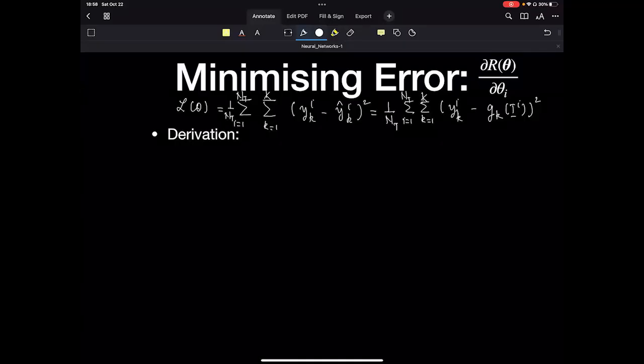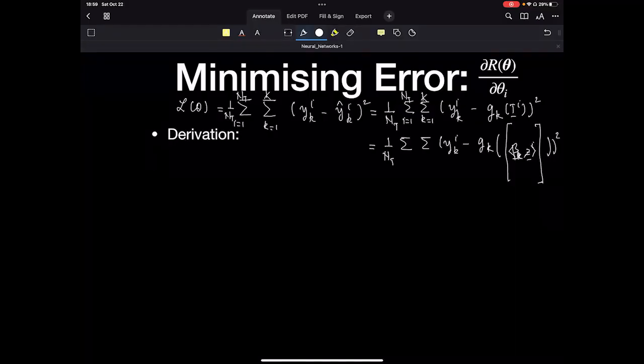Now, this I'll just write out one more step. So this is essentially g_k, and our T itself is going to be, this is a vector, right? I'm just writing that out. Now if I want to write it in terms of the beta, this is going to be Z.